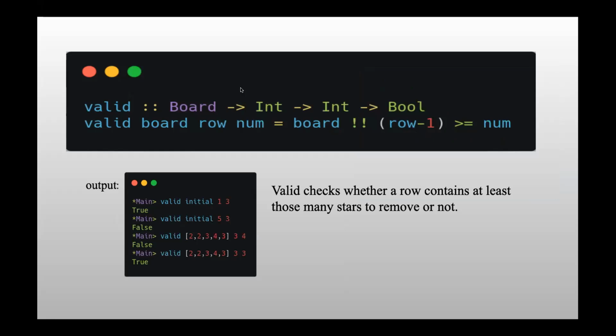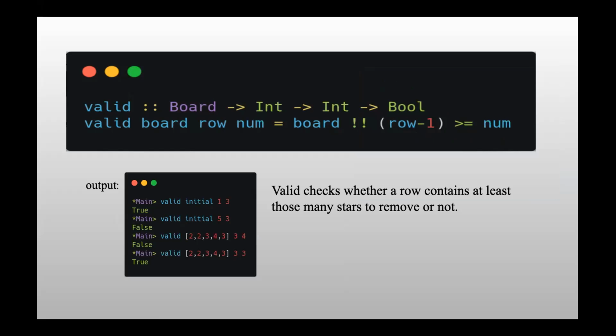And next here is the valid function. Here we are inputting the number of the row and the number of stars we want to remove. So we have to check whether those number of stars are present in that particular row or not. So we are using the valid function.